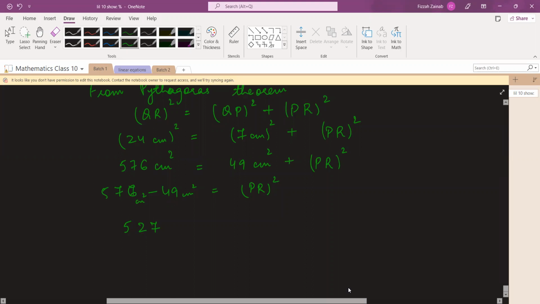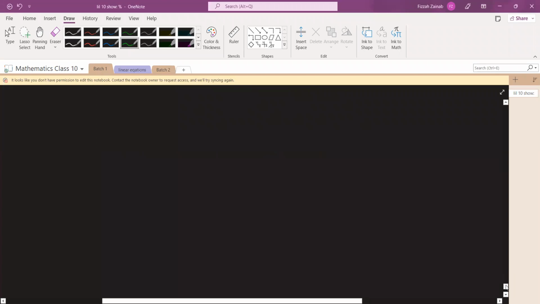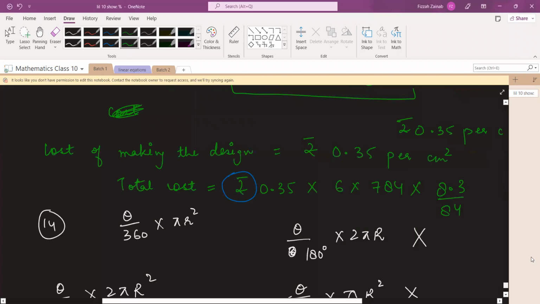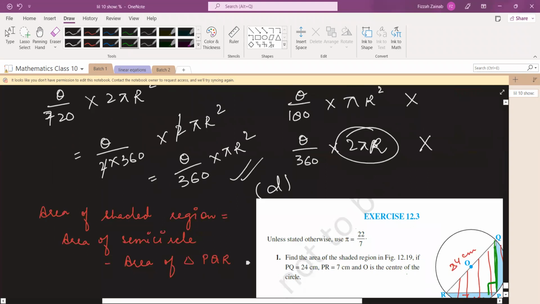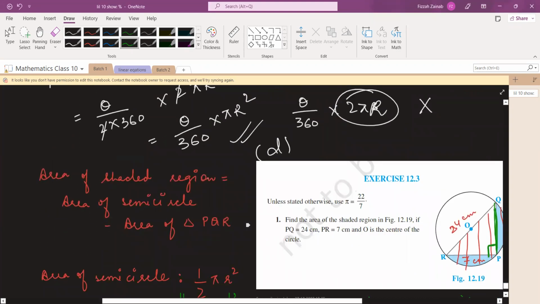Just 1 minute. What is the figure? PQ. Oh, okay. Wait. Sorry, I have marked wrong in the figure. That is why I'm getting something like this. Please correct your figure here. Sorry, there's a mistake. This is PQ, which is 24 centimeter, right? Can you see that in the question?